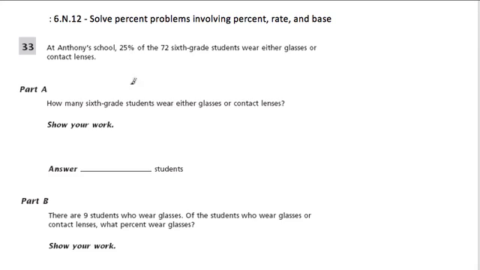Okay, so 25%. I'm just going to jot down for myself, 25% equals 25 out of 100, which equals 1 out of 4. How many 6th grade students wear either glasses or contact lenses? Well, they want us to find how many students is 25%, because we have 72 of them.